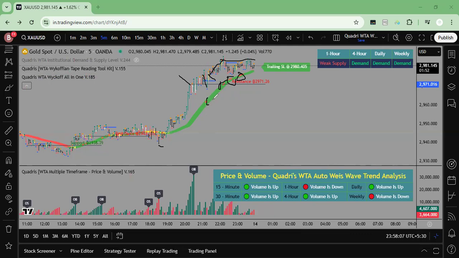And if it fails, it adds confirmation that what is about to come is either higher prices. Or if the supply pullback or demand pullback is high volume and it is not sustained, then it gives me additional confidence that the prices are going to go downwards.